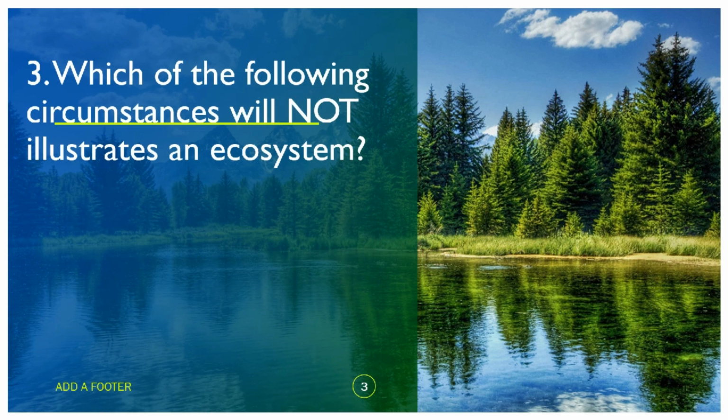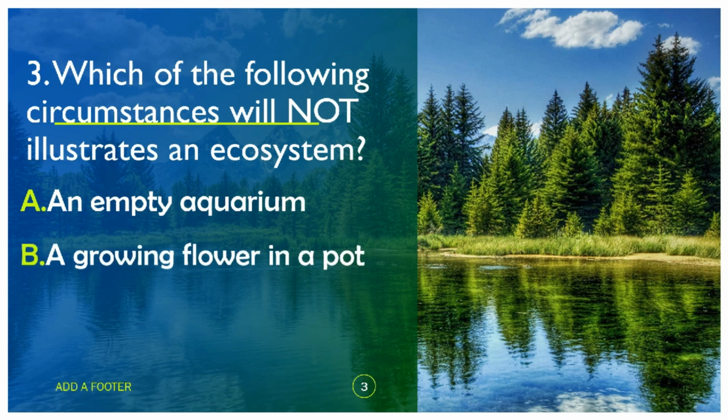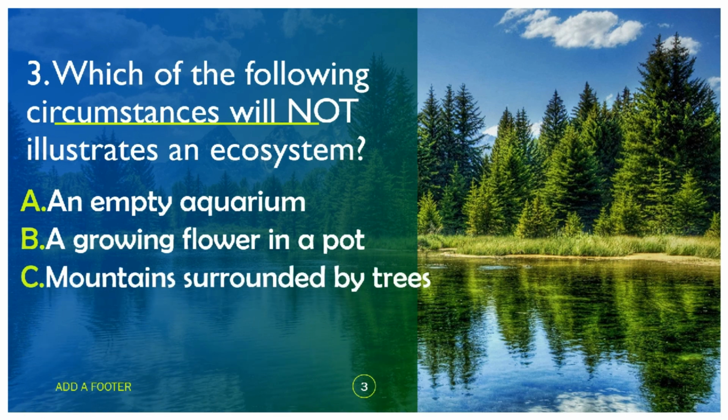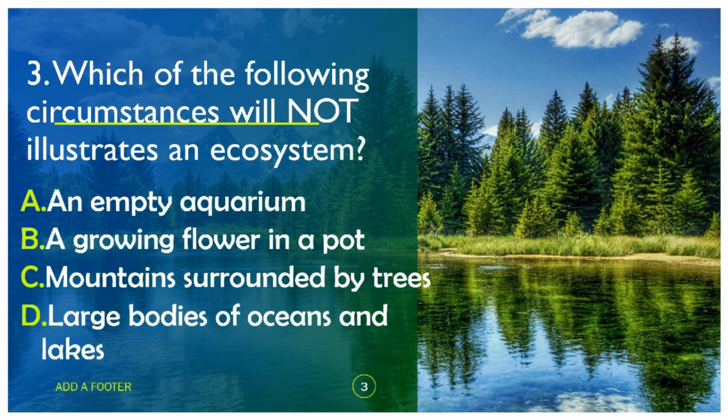Number 3. Which of the following circumstances will not illustrate an ecosystem? A. An empty aquarium. B. A growing flower in a pot. C. Mountains surrounded by trees. D. Large bodies of oceans and lakes. The answer is... it's letter A, an empty aquarium.